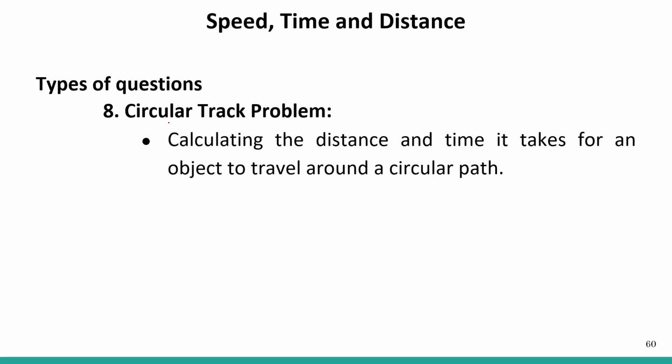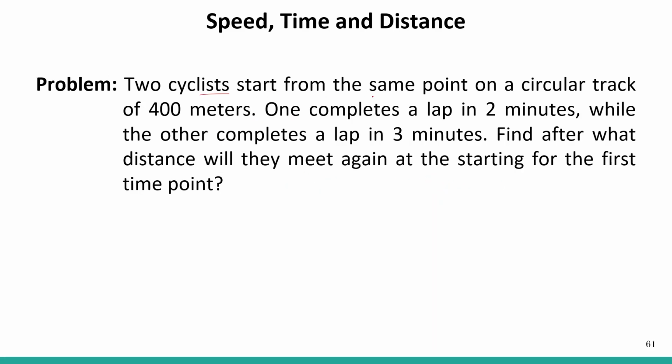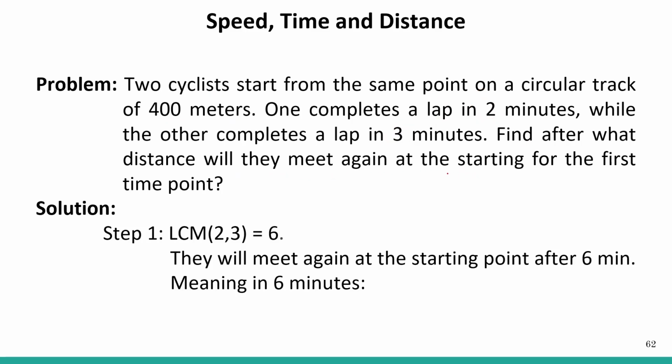So let's see the 8th kind of problem, that is circular track problem. So calculating the distance and time it takes for an object to travel around a circular path. So 2 cyclists start from the same point on a circular track of 400 meters. One completes a lap in 2 minutes, while the other completes the lap in 3 minutes. So find after what time they'll meet again at the same starting point for the first time.